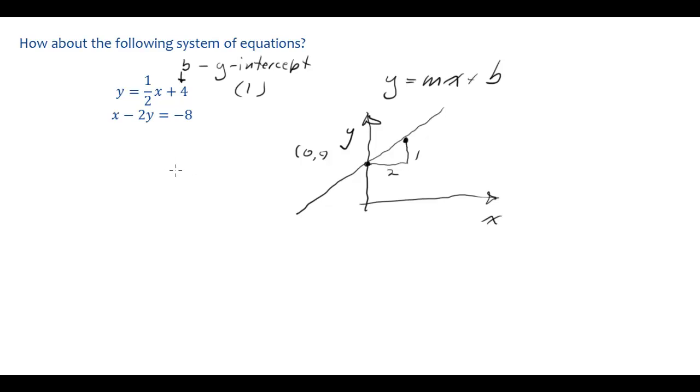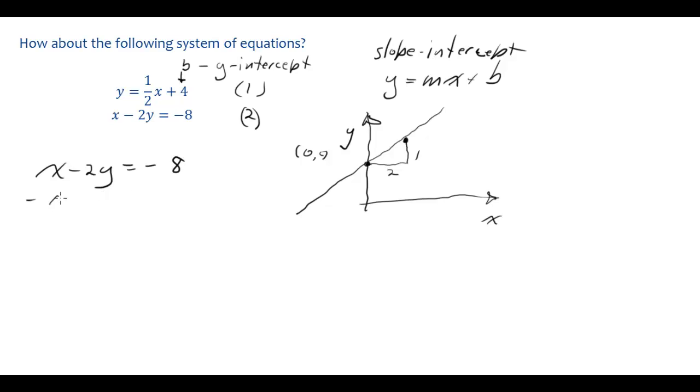Because, basically, we want to test this before we do any serious plotting as to whether or not these lines are parallel, and then there's no solution. Well, let's take this second equation and put it into slope-intercept form and plot it. See what happens. Slope-intercept form, because that'll make it easy to plot. So I got x minus 2y equals minus 8.